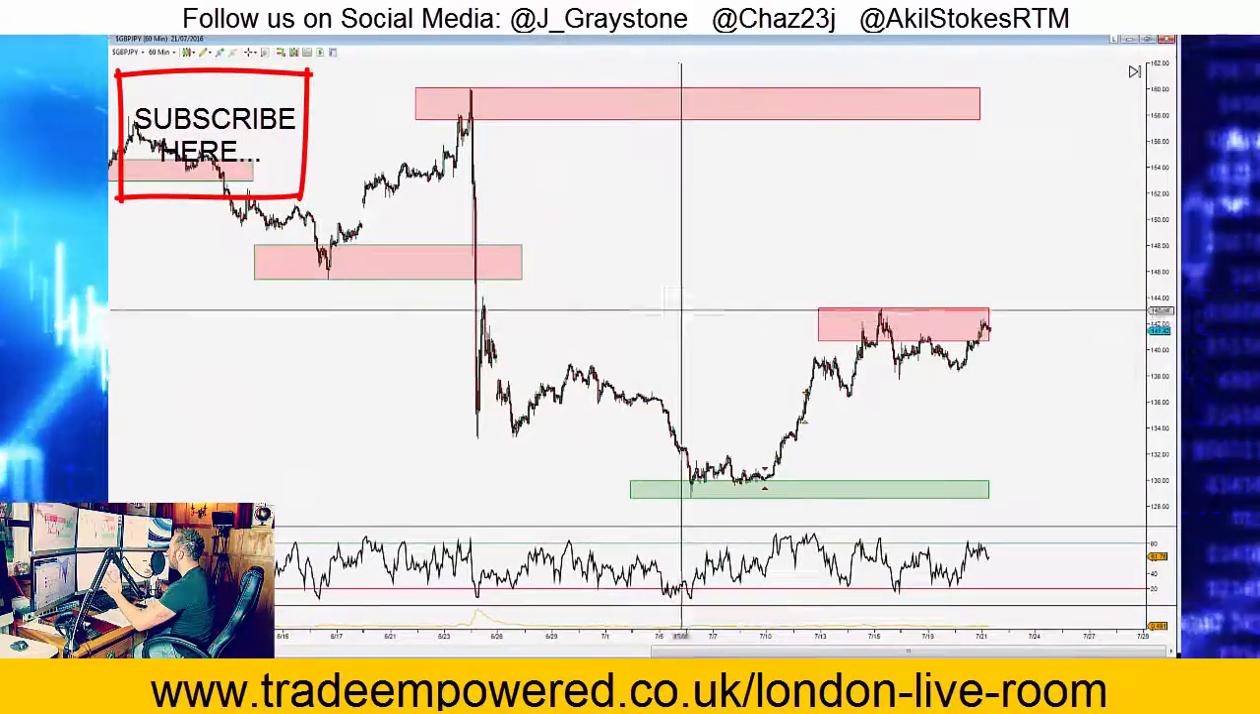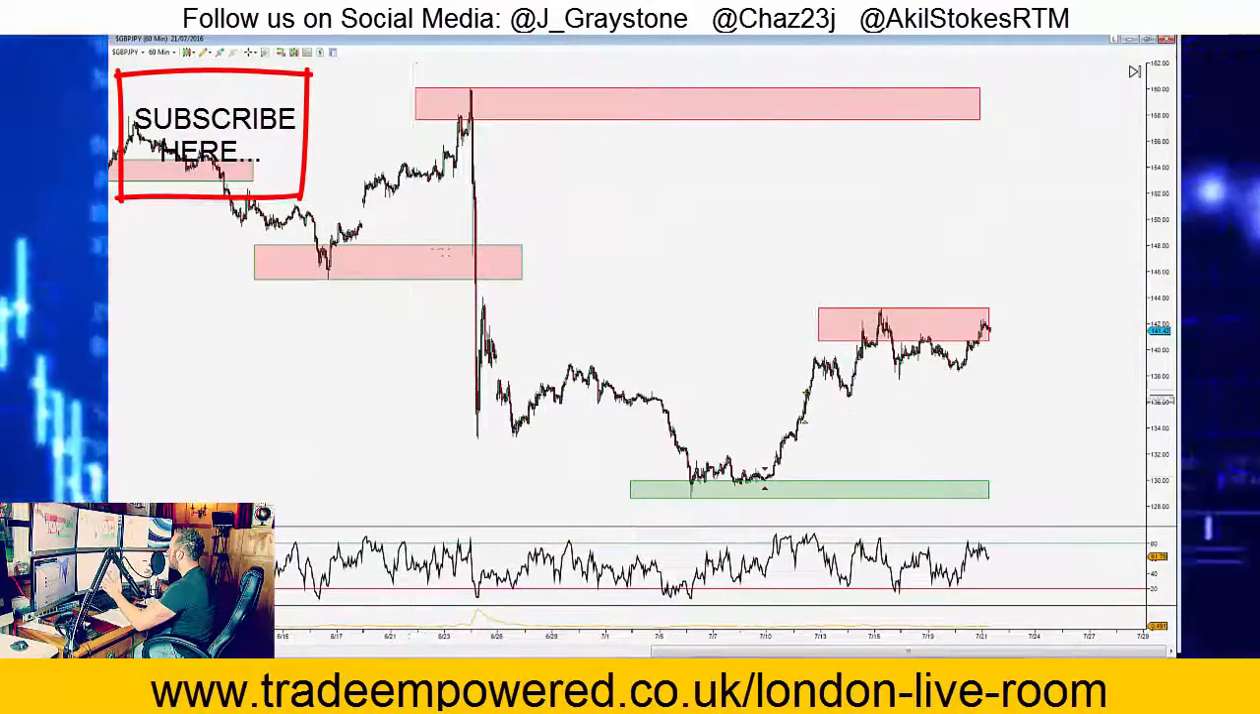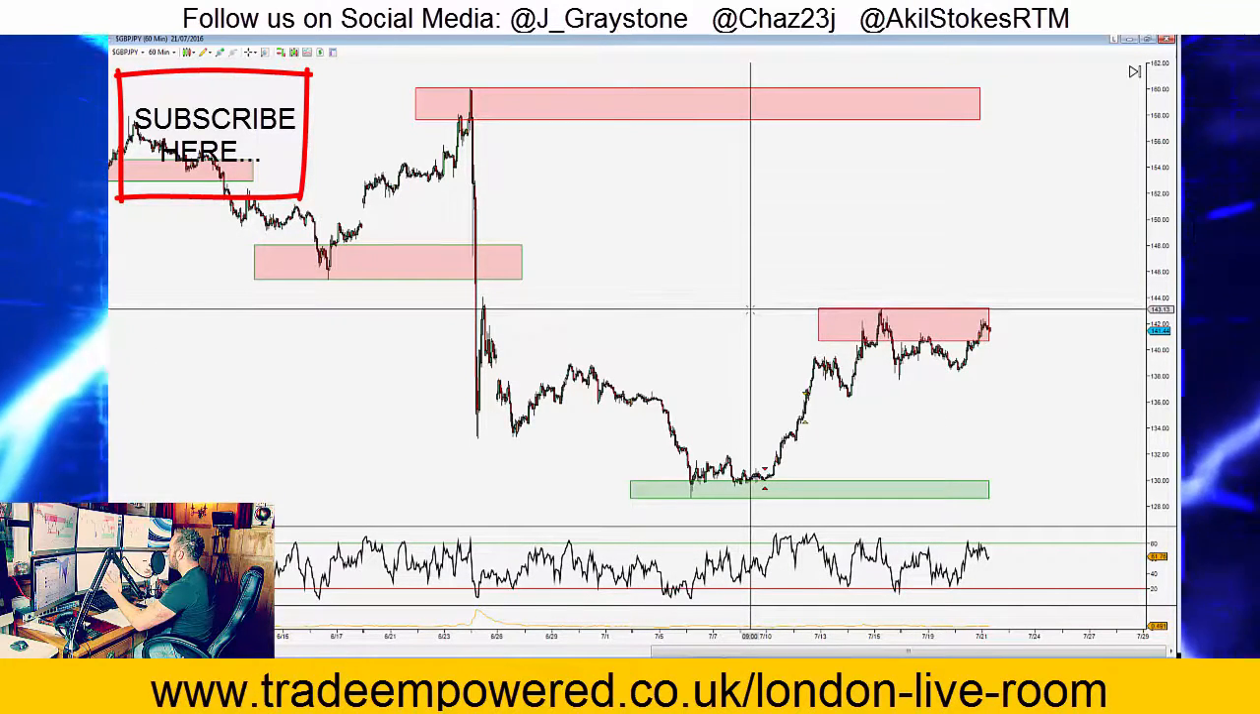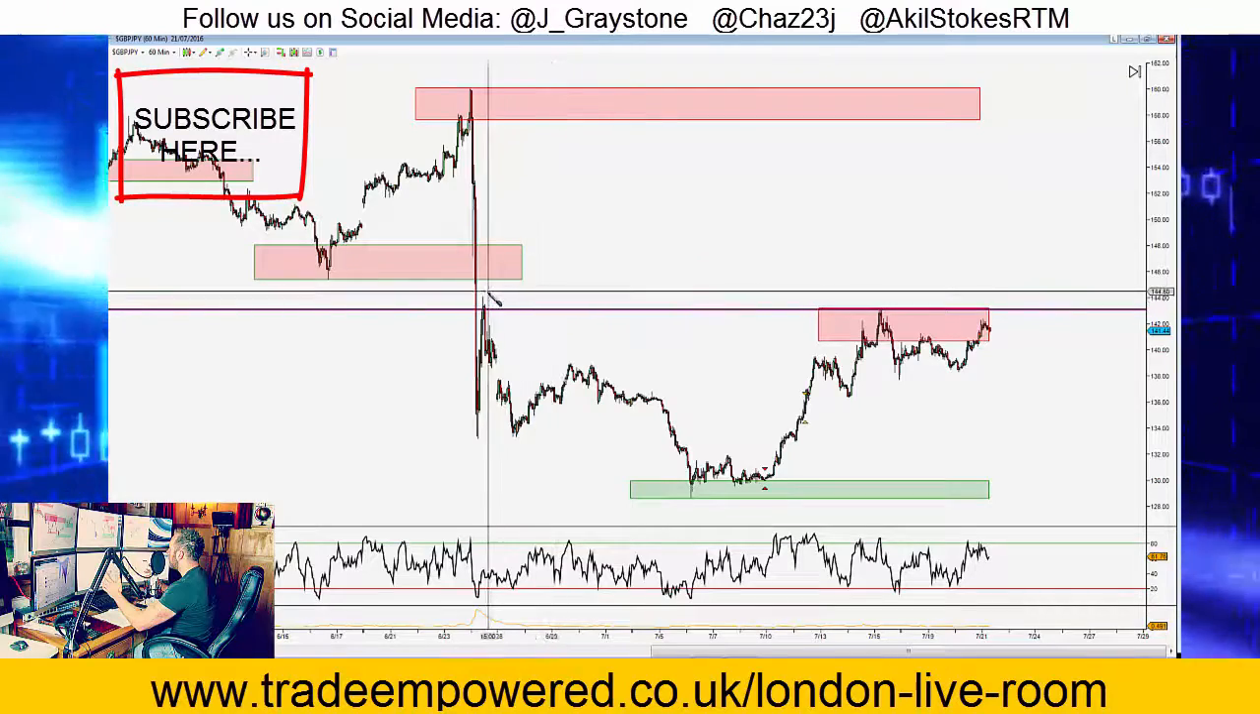The second thing I wanted to share with you was pound yen. Now we're pushing up and we're retesting this level of previous structure resistance here.